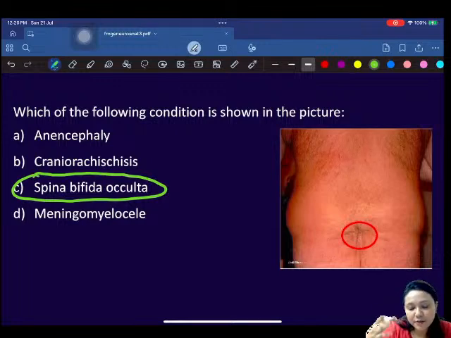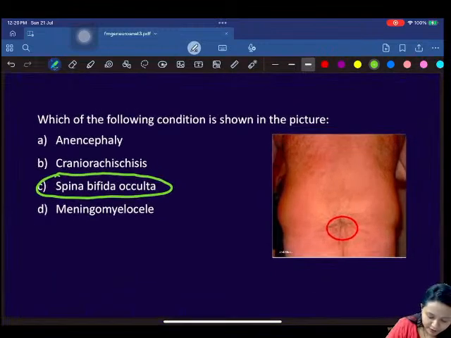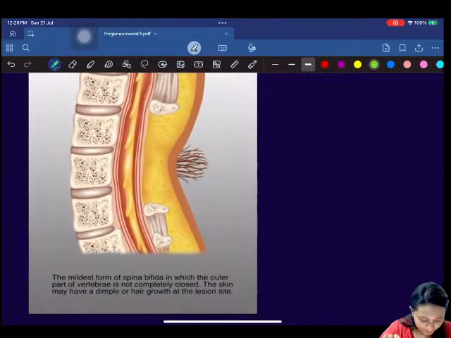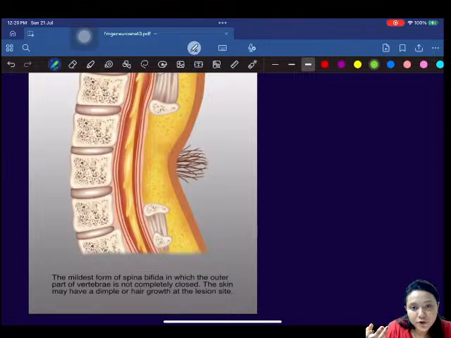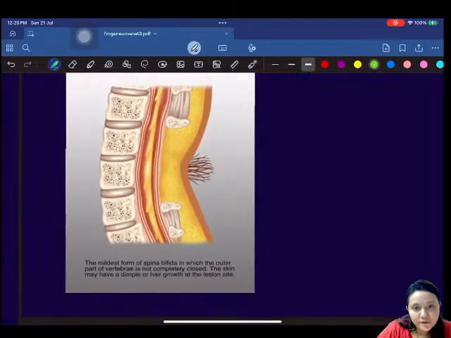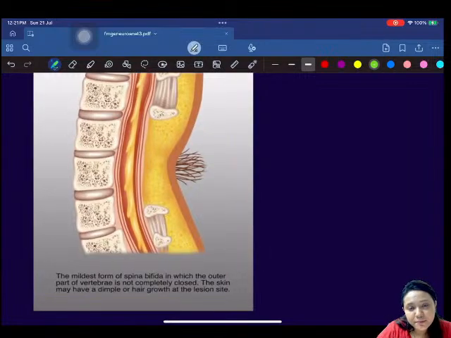Definitely you are going to get one question from the neural tube defect in this December session. So you have to be very clear about the entire part. So you know that in spina bifida occulta, the outer part of the vertebra is not completely closed and you will have only a slight lesion or a tuft of hairs. Oh wow, somebody has written I have passed FMGE in the very first attempt. Very good. Okay, now we have the spina bifida occulta. Also this type of questions are repeated in NEET PG as well.